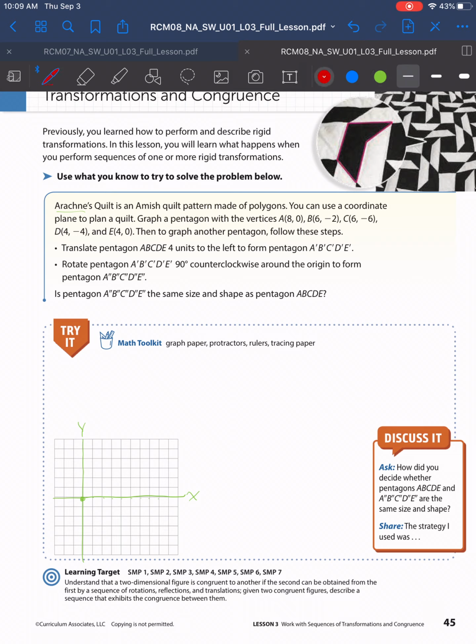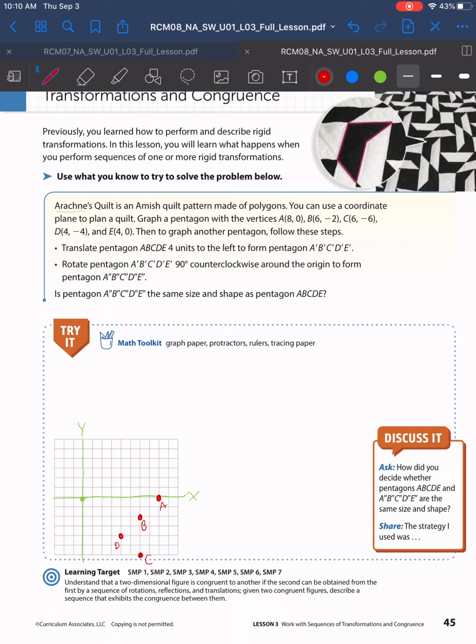I'm going to change my colors here and do some red. Okay, so there's A. B is 6, -2. 1, 2, 3, 4, 5, 6, 1, 2. C is 6, 6, so this was over 6. Now we're going to go up 6. 1, 2, 3, 4, 5, 6. Oh boy. Okay, and then, better label that. D is 4, -4. 1, 2, 3, 4. Down 4. 1, 2, 3, 4.